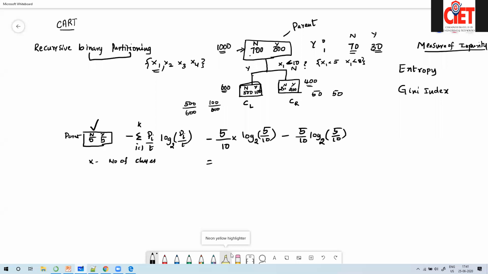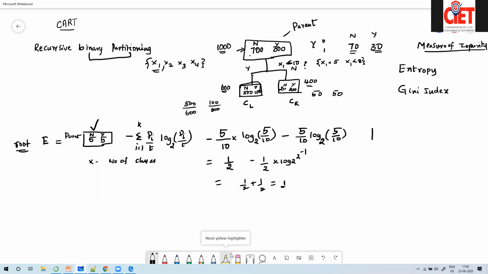So 5 by 10 can be written as 1 by 2, which is 2 to the power of minus 1. So this will become 1 by 2, and log 2 to the base 2 will be 1. Here also, 5 by 10 is 1 by 2 into log of 2 to the power of minus 1 to the base 2. Sending this minus 1 out, this becomes plus, and log 2 to the base 2 will become 1. So 1 by 2 plus 1 by 2 is 1. So the entropy at the parent node, at the root node, is 1.